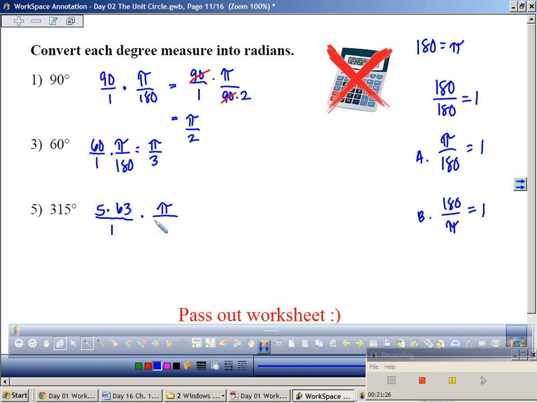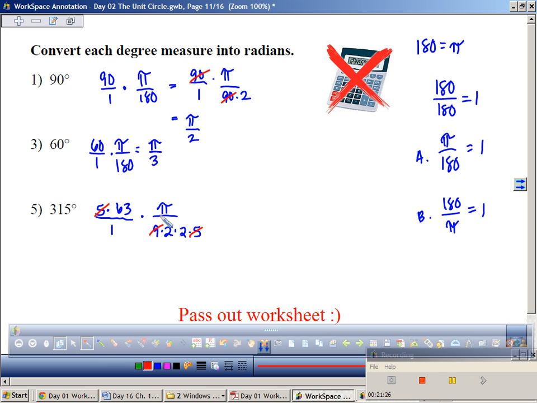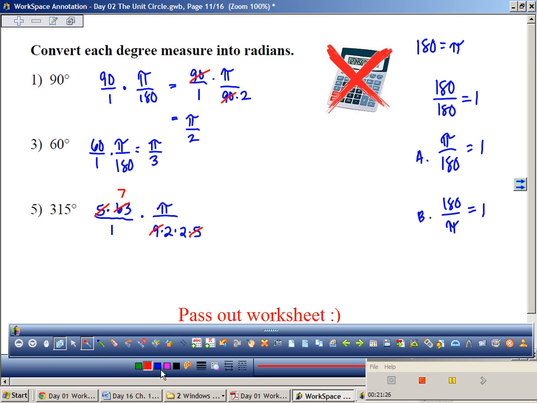Okay, so 180 would be 9 times 2 is 18, right? Times 10 is 2 times 5. Do you see how I did that? 18 times 10 and 2 times 5. So the 5s cancel. And there's a 9 in there, which makes it a 7. So my answer is 7 pi over 4. Pretty easy?